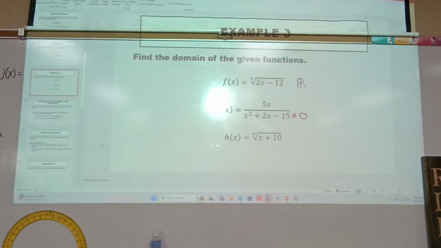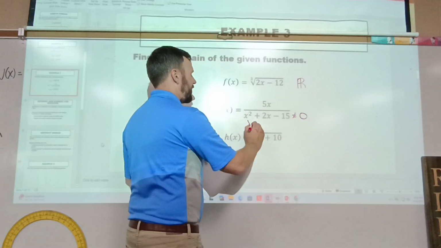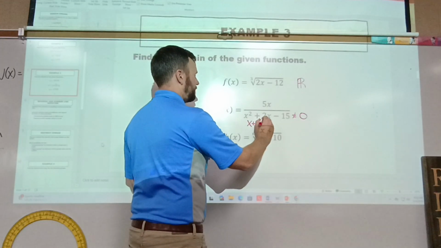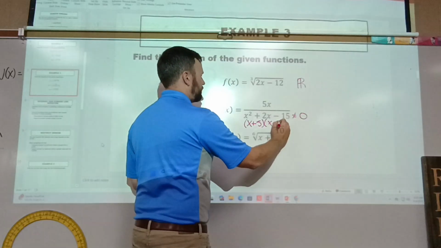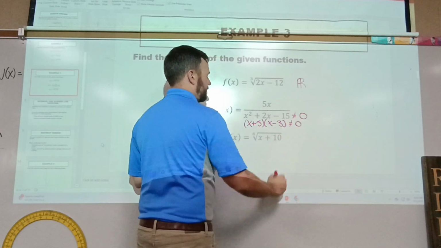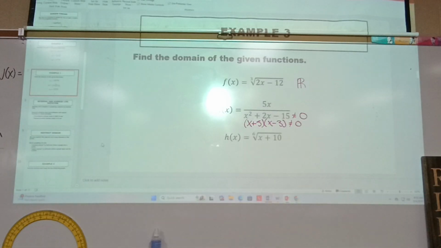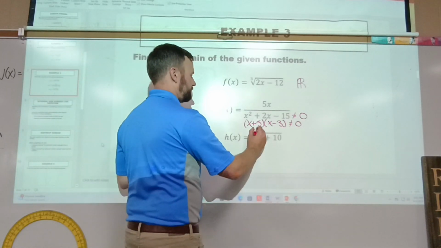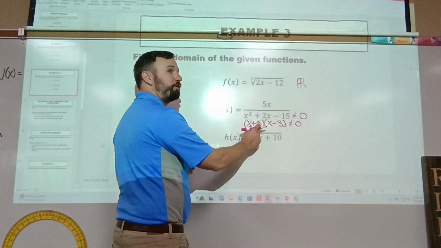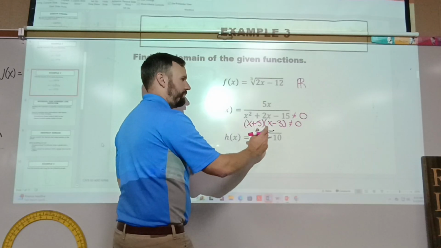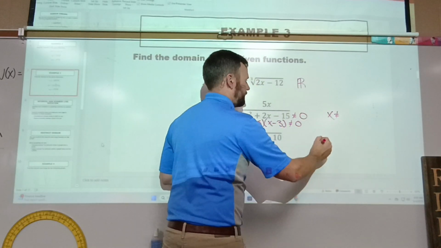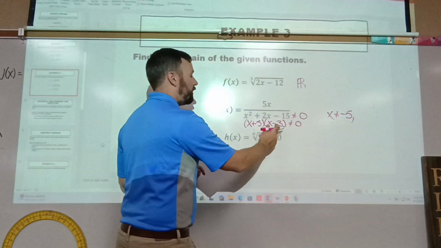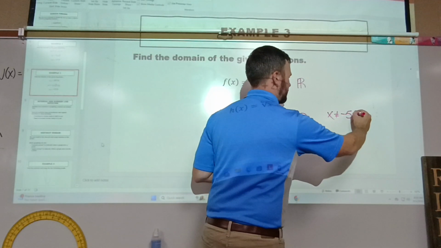I have a bottom. It cannot be 0, right? I'm factoring on this one. This bottom factors into what? X plus 5, x minus 3. I don't give any with an a in front for right now. So what are the values I plug in that this would equal 0? What plus 5 equals 0? Negative 5. What minus 3 equals 0? 3.